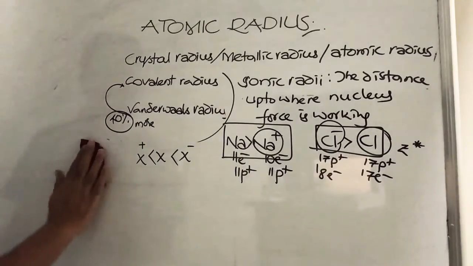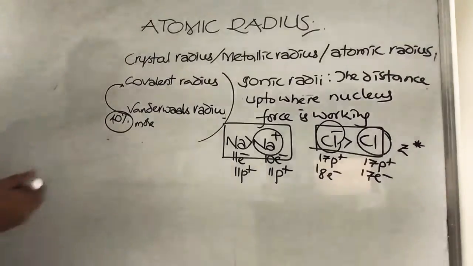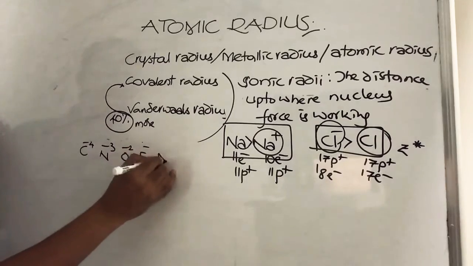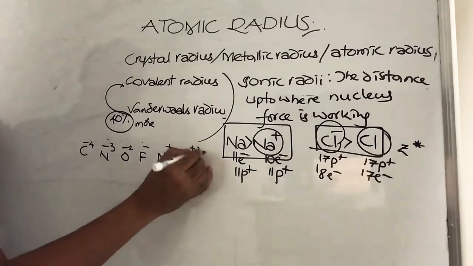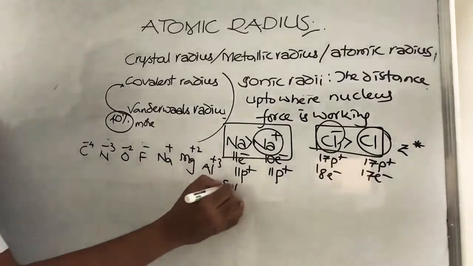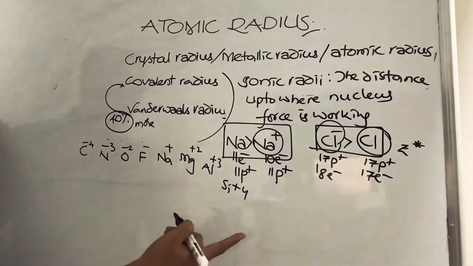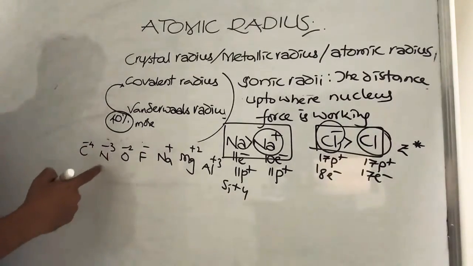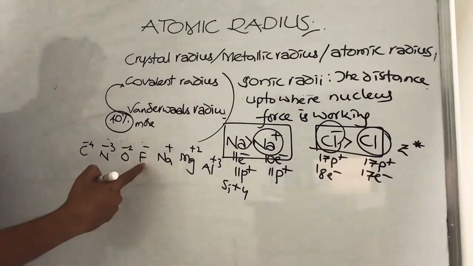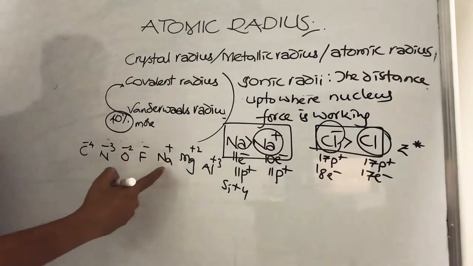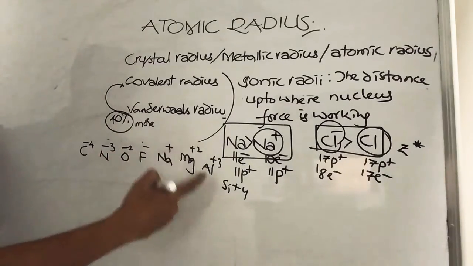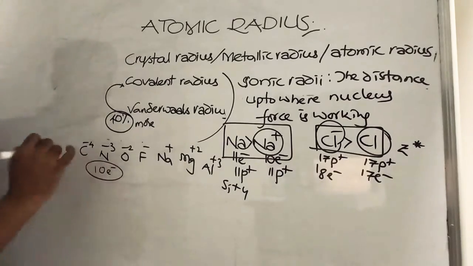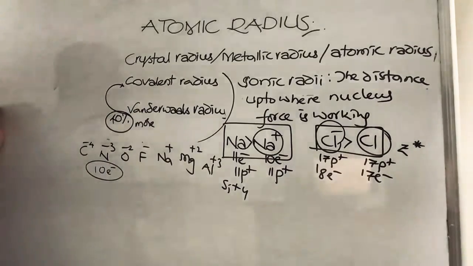Along with this, there is one other possible question. Look at this: C minus 4, N minus 3, O minus 2, F minus, Na plus, Mg plus 2, Al plus 3, and Si plus 4. All these are isoelectronic. They will be having 10 electrons. Carbon 6 gained 4, nitrogen 7 gained 3, oxygen 8 gained 2, fluorine 9 gained 1, making 10; sodium 11 lost 1, magnesium 12 lost 2, aluminum 13 lost 3, silicon 14 lost 4. So all of them have 10 electrons each.